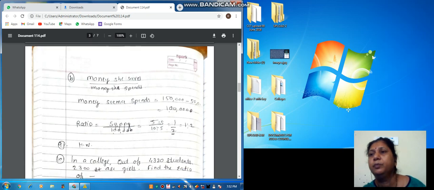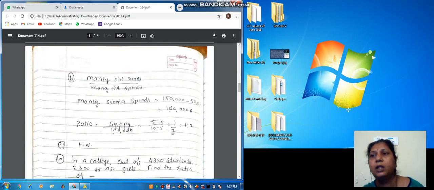B. Money she saves upon money she spent. Now see here, money Seema spent is equal to 1,50,000 minus 50,000. Okay, because she earned this one and she saved this one. So from what we earn, if we subtract the savings, what will we get? The amount she spent, that is 1 lakh rupees.